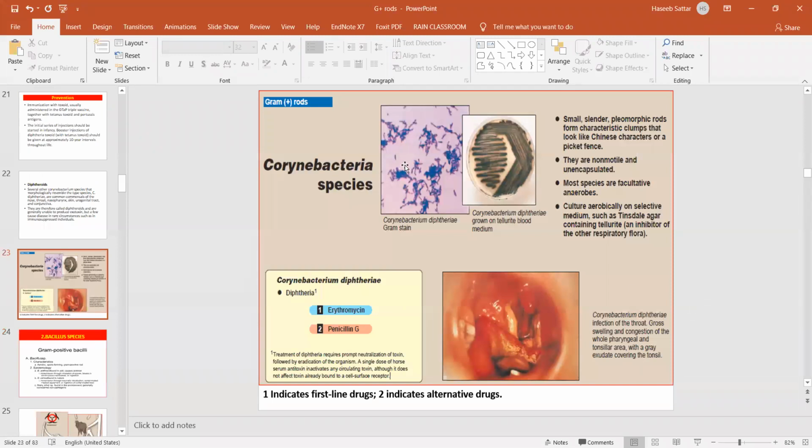This is the picture you can see here. This is pseudomembranous colitis, okay? And these are the drugs of choice for the treatment of this Corynebacterium. So that was all about Corynebacteria. In the next lecture, we will start Bacillus species. If you have any questions, please ask.